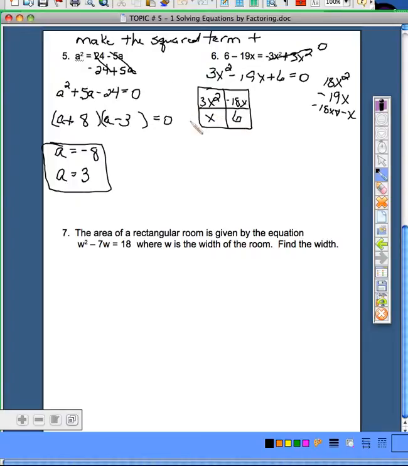Okay, 3 is 3 times 1. It's the only way we can get a 3. 3 times negative 6 would give me negative 18. X times 1 gives me x, and negative 6 times negative 1 is, that should be negative x, and so that is a negative 1. And then negative 18x times negative 1 is 6.